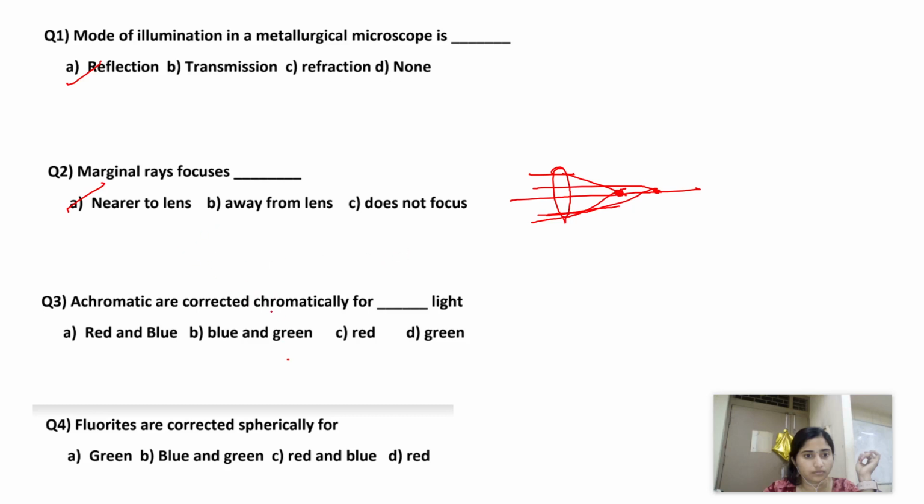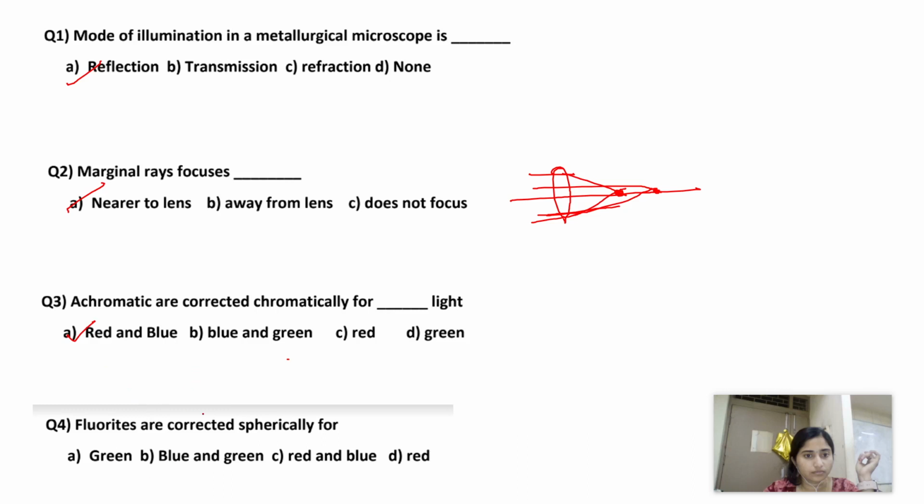Now, achromatics are corrected chromatically for dash kind of light. Which kind of? That's also in class discussion. Anyone remembering? Green is there, I think. No, no, green is for fluorides. Oh, green is for fluoride. Okay, so it will be red and blue.